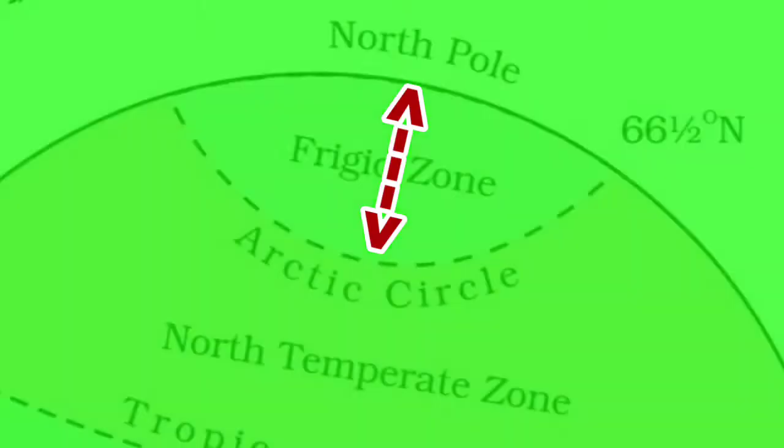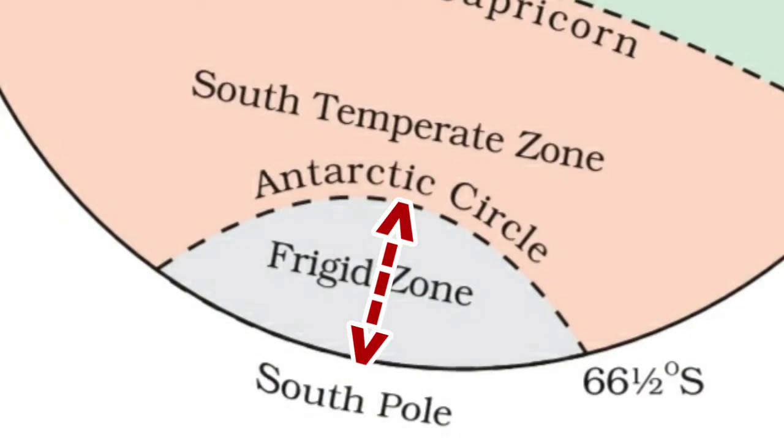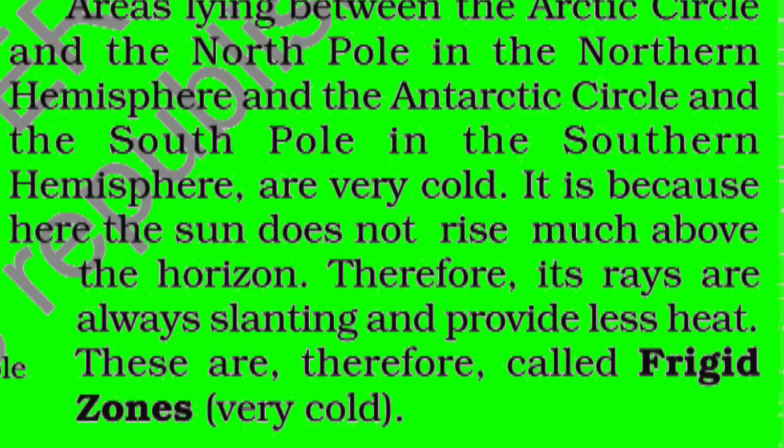It lies between the Arctic Circle and the North Pole in the northern hemisphere, and from the Antarctic Circle to the South Pole in the southern hemisphere. This is the coldest region because the sun's rays do not reach here. Now we come to the next topic, that is longitudes.